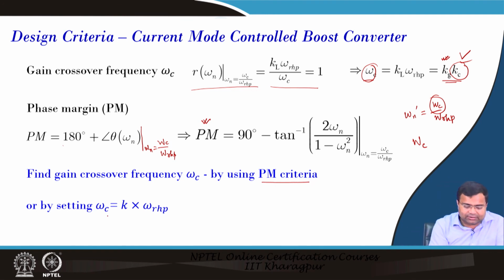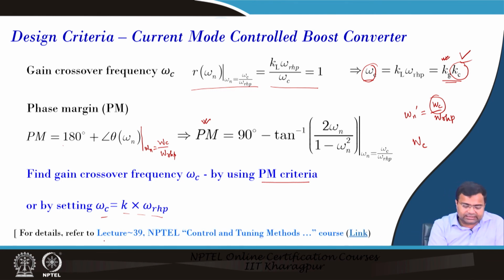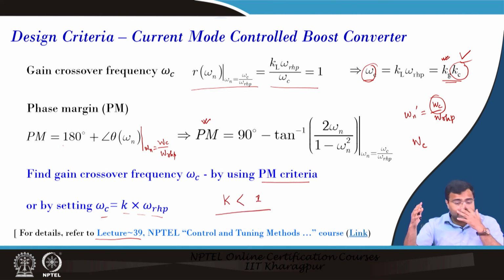Another way, we can set omega c to be k times the RHP 0, and it is well known, we have discussed in our NPTEL lecture number 39, k must be smaller than unity. If k equals 1, the phase margin will be 0 degree, so it will be unstable. So k must be smaller than 1. Typically for current mode control, we take omega RHP by 3, less than or equal to this, but this is for high load condition.